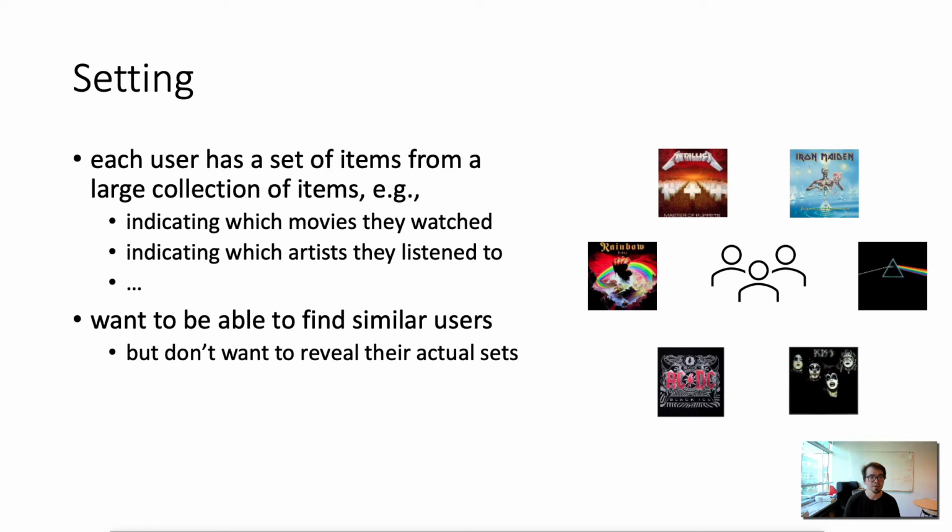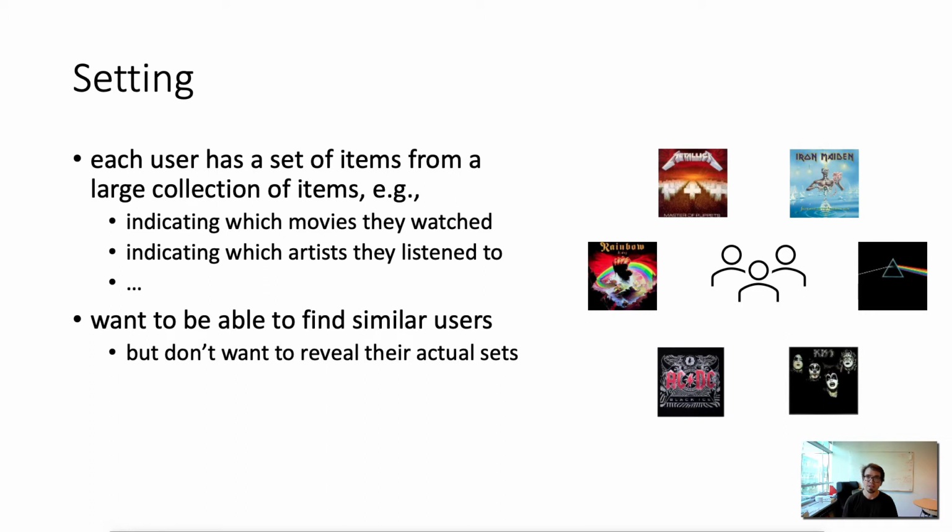So first of all, what is our setting? Well, each user has a set of items from a large collection of items. For example, there's a large collection of movies, and users can indicate which movies they've watched. Or there's a large collection of albums, and users can indicate which albums they've listened to. They have this set of albums they listen to, and they want, for example, to find similar users.